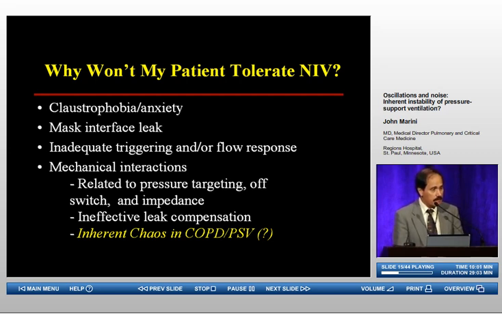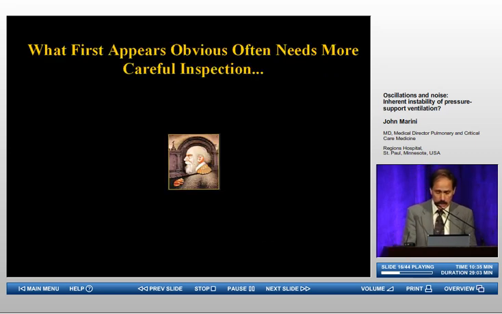and to the main topic that I wanted to address, could there be some inherent interaction in the setting of obstructive lung disease between pressure support ventilation and variability of tidal volume and inspiratory time? And what do I mean by that? I mean, for exactly the same patient triggering effort inherent in the mathematics that defines ventilation, there can be oscillation. And I'll show you examples of that just to whet your appetite.